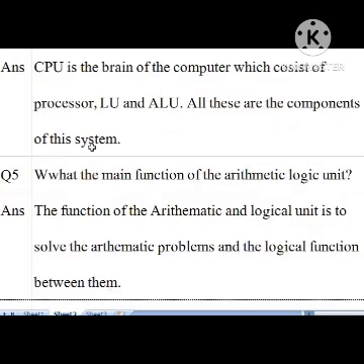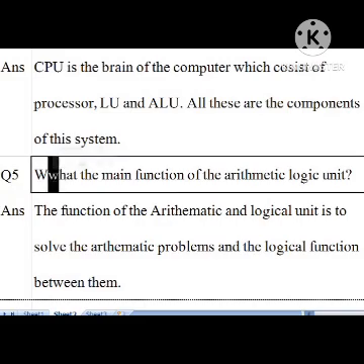इसका आंसर है, क्वेश्चन क्लास 6 computer. CPU is the brain of the computer, which consists of processor, LU and ALU. All these are components of the system.